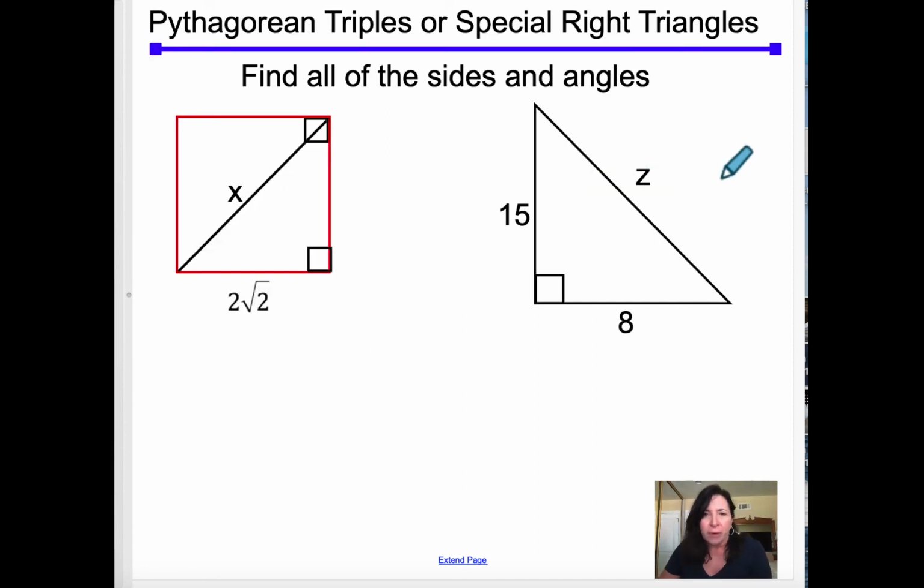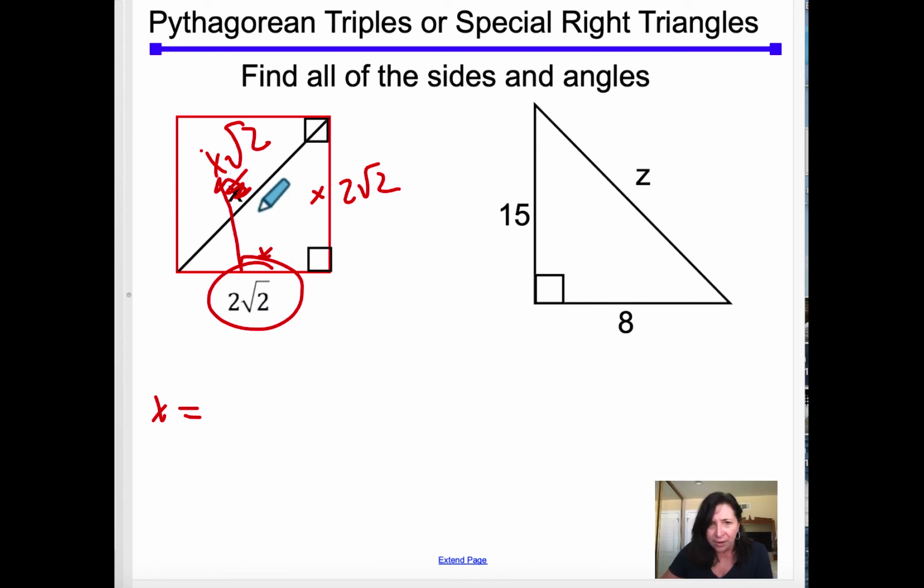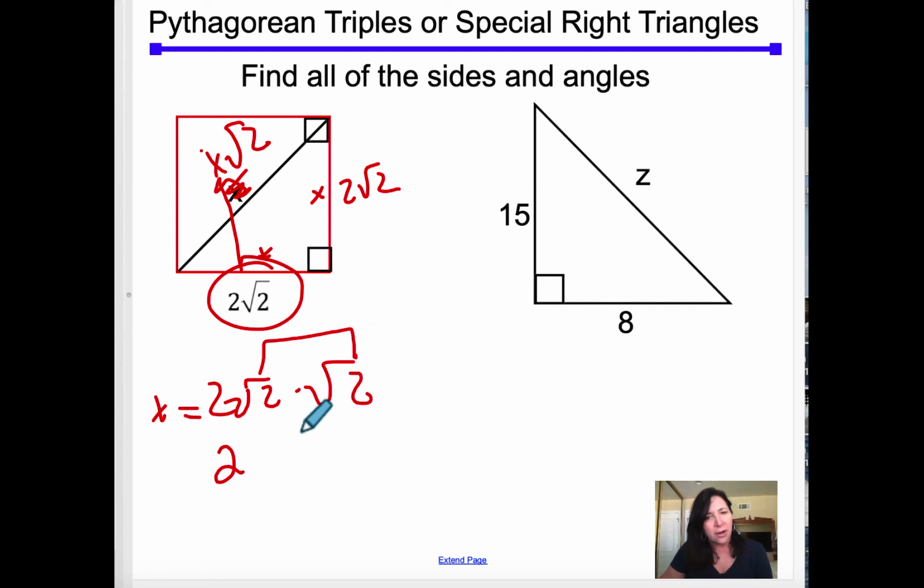Here's just special right triangles again. X root 2. So 2 root 2, 2 root 2. This side here, x. So x is going to equal 2 root 2 times root 2, because remember, if this is x, then this side is x root 2. So we're going to go x root 2. If this is x, that x goes right there. So you've got 2 root 2 times root 2. 2 times root 2 times root 2 is root 4. Square root of 4 is 2. 2 times 2, 4 is equal to x.